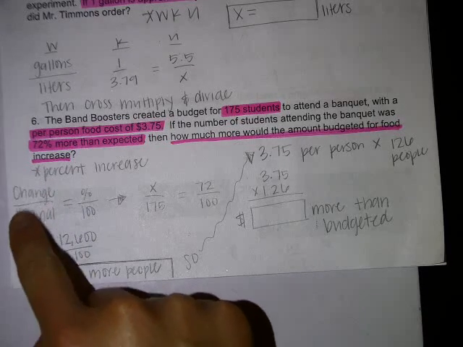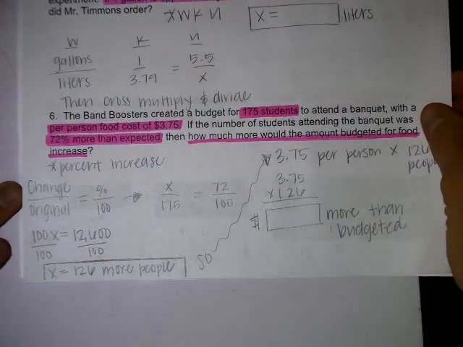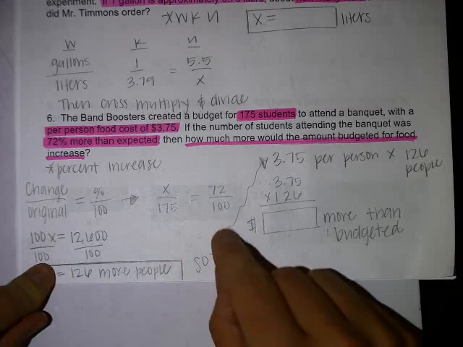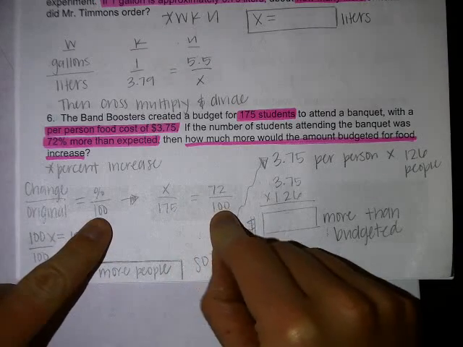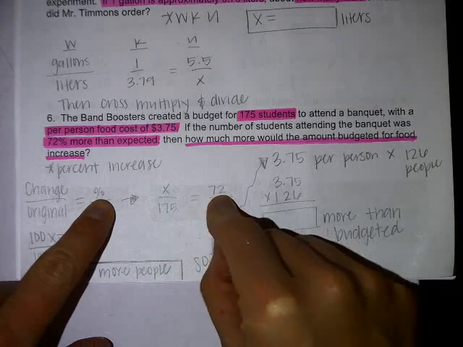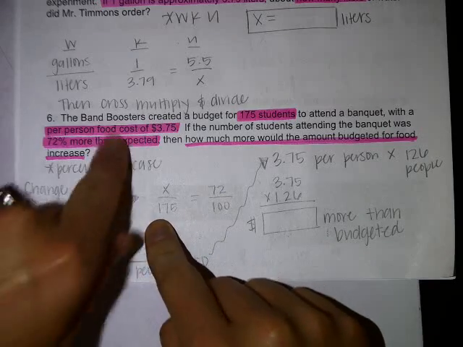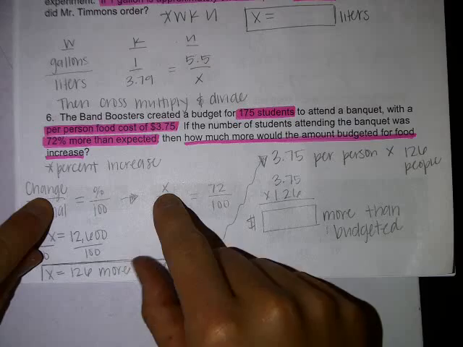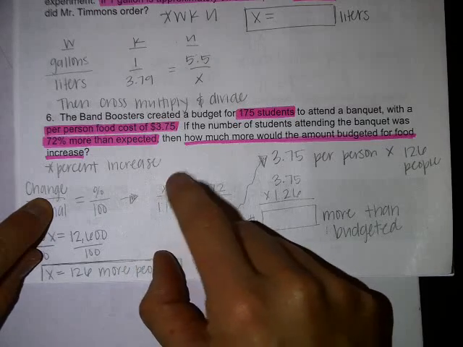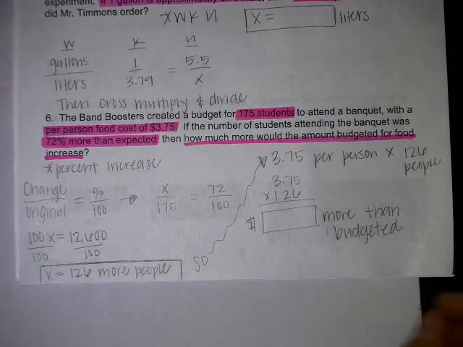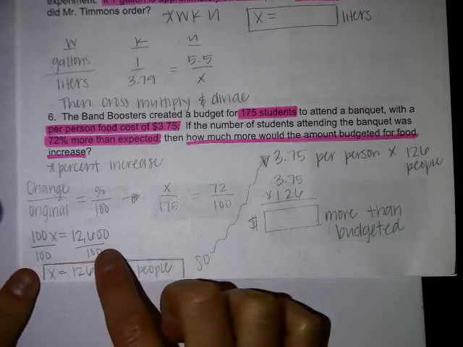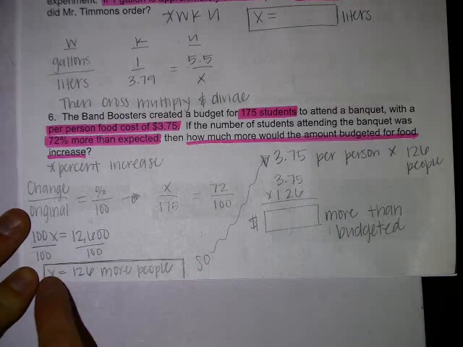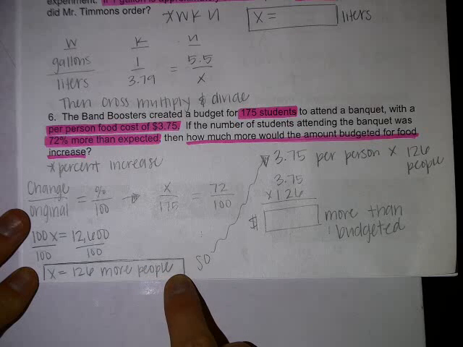So we use our percent increase formula, change over original equals percent over 100, and we say, okay, that's always 100. It increased 72%. Originally, they had budgeted for the 175 students. So we want to say X, how many students is that changing? How many more students are coming? So when you cross multiply and divide, and I went ahead and did this full one for you, we got 126 more people are coming.